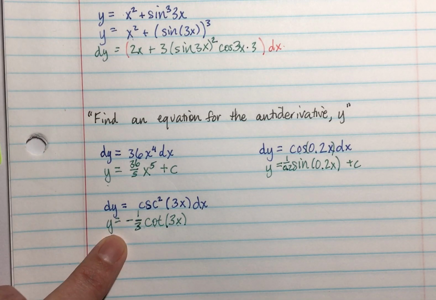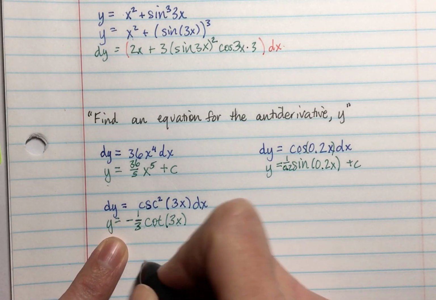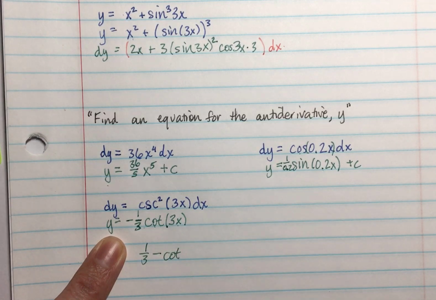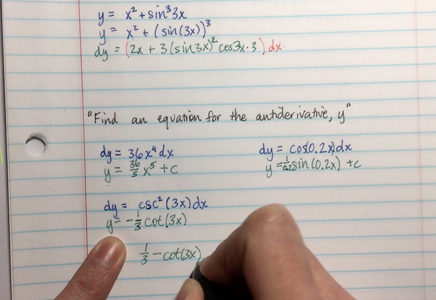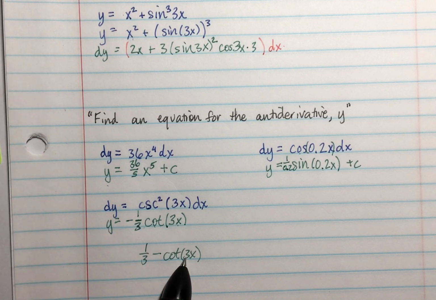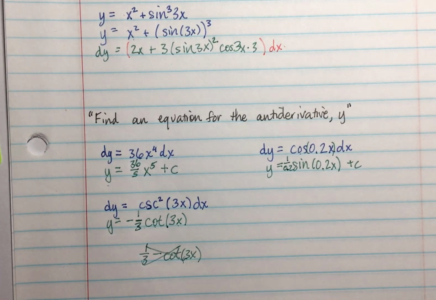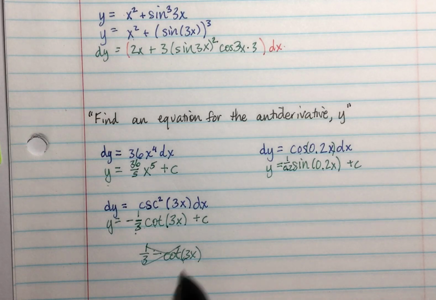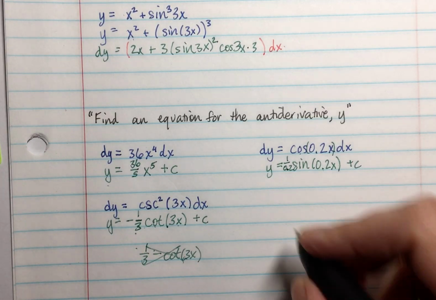Haha, sneaky. Be really careful that you don't write it without the multiplication, because that would be really wrong, because that's saying 1/3 minus cotangent. No, don't do that. If you do it, throw a multiplication dot in there, or better yet, do it in kind of the more standard order. And then finally our plus c. And again, you can check your answers by deriving.